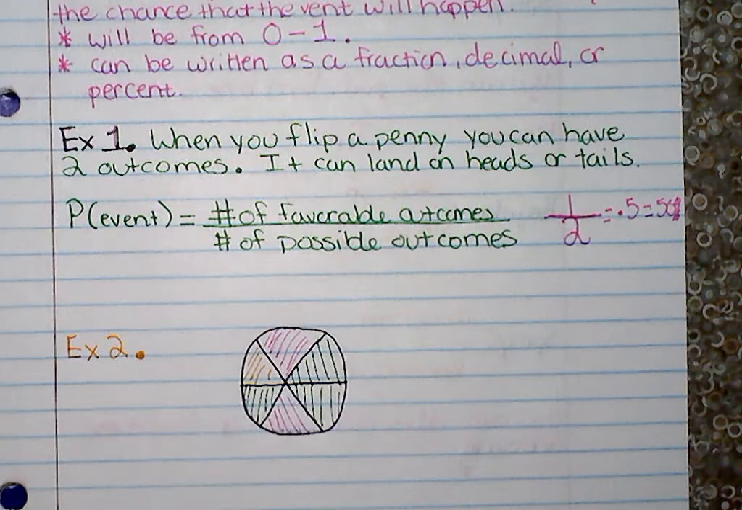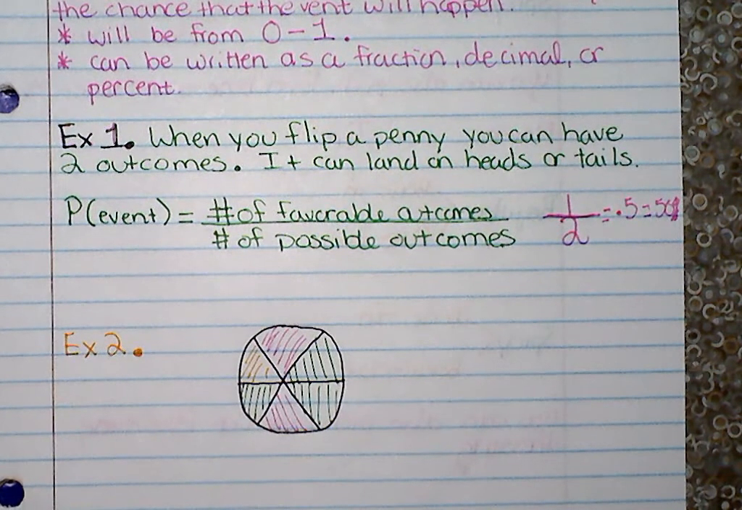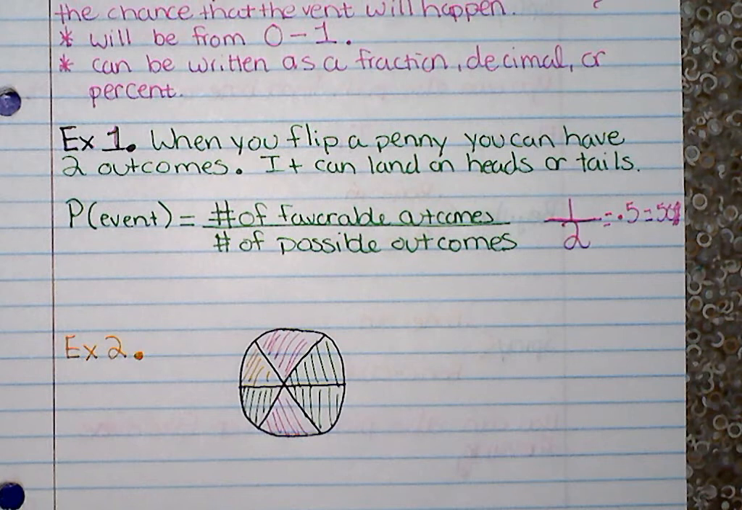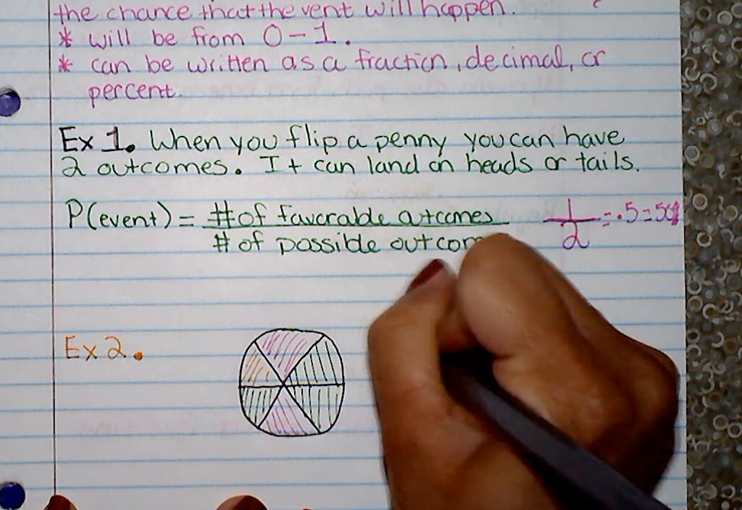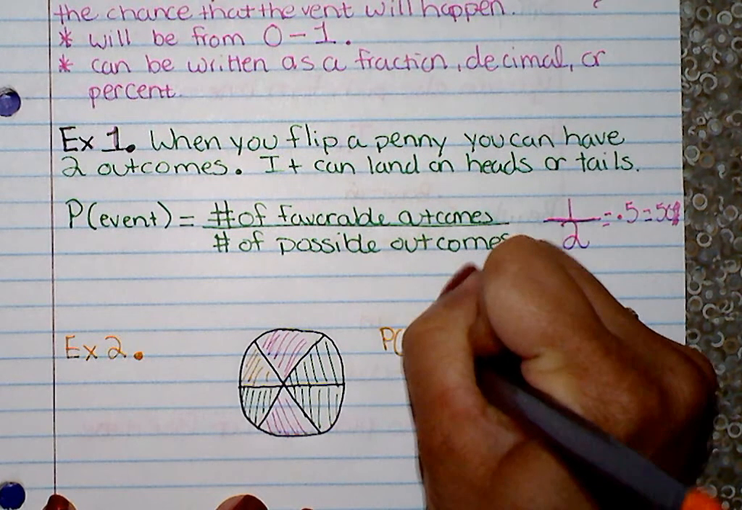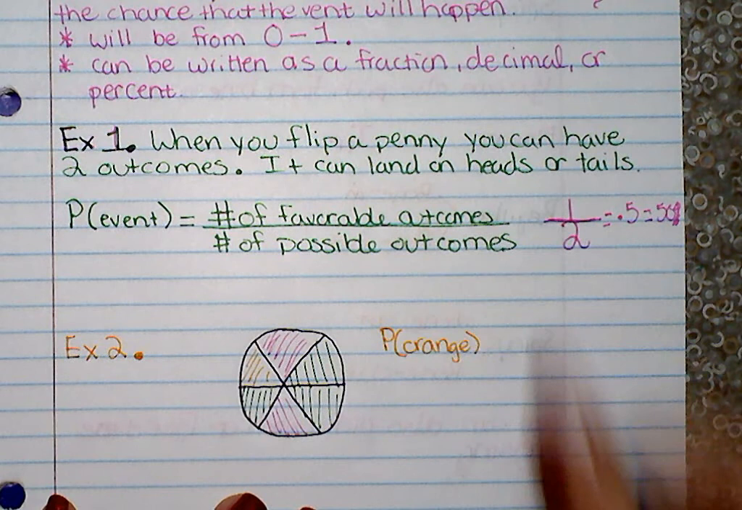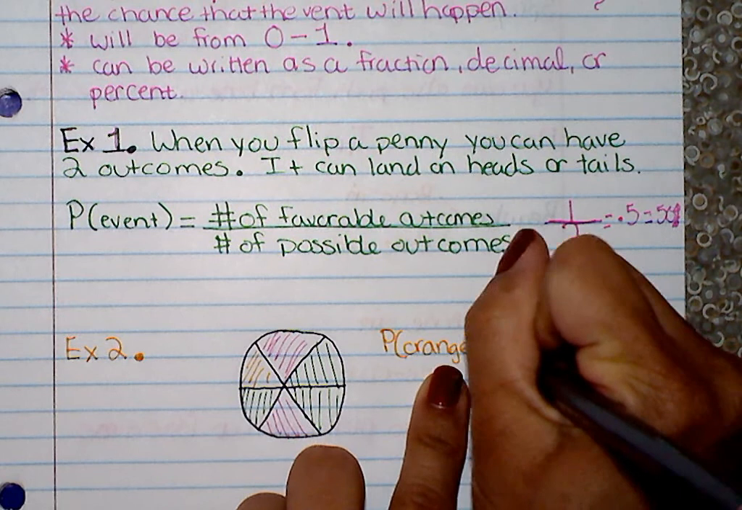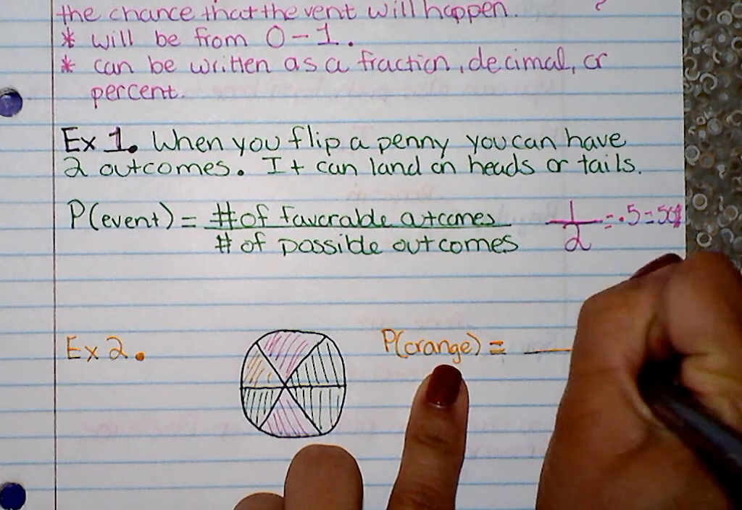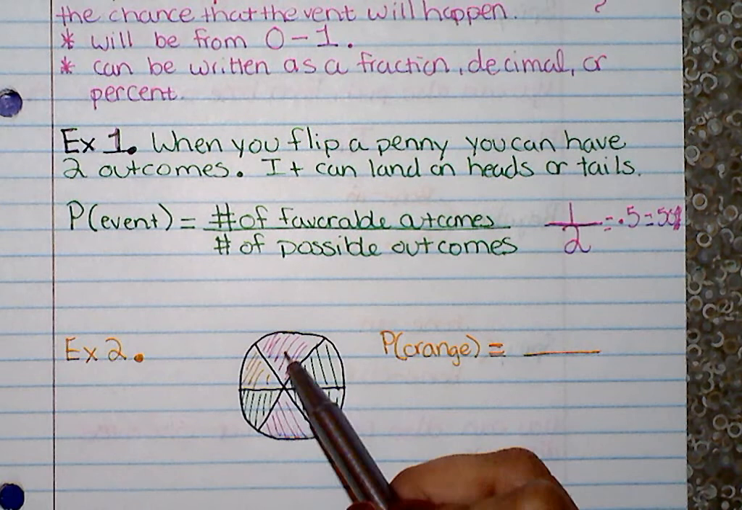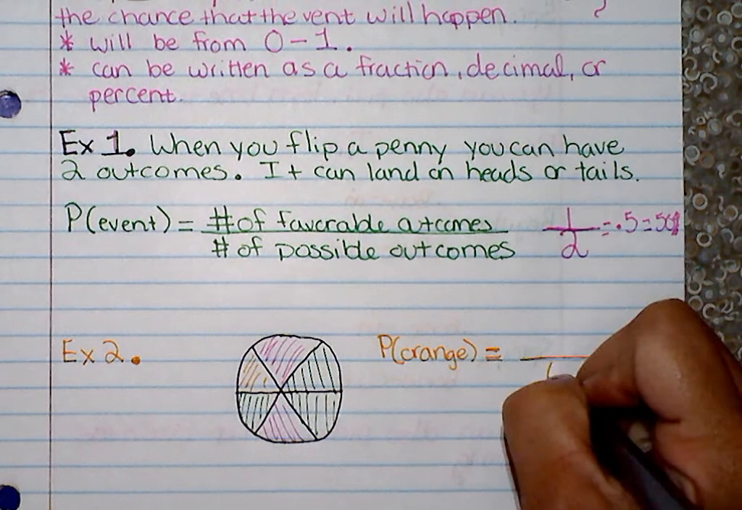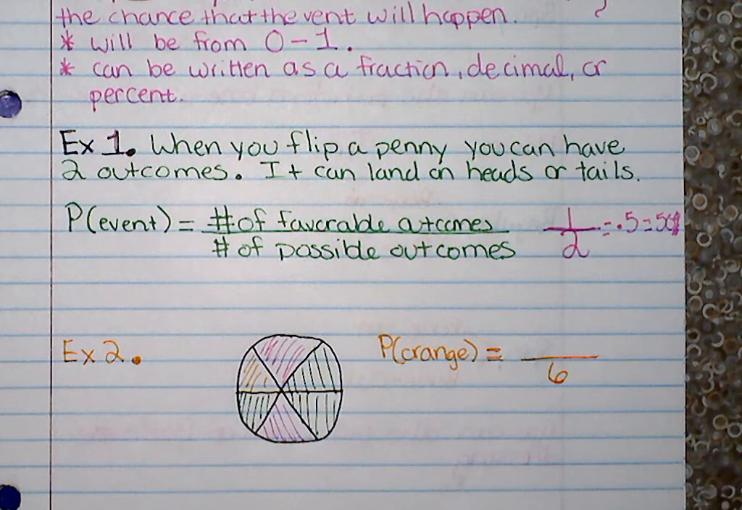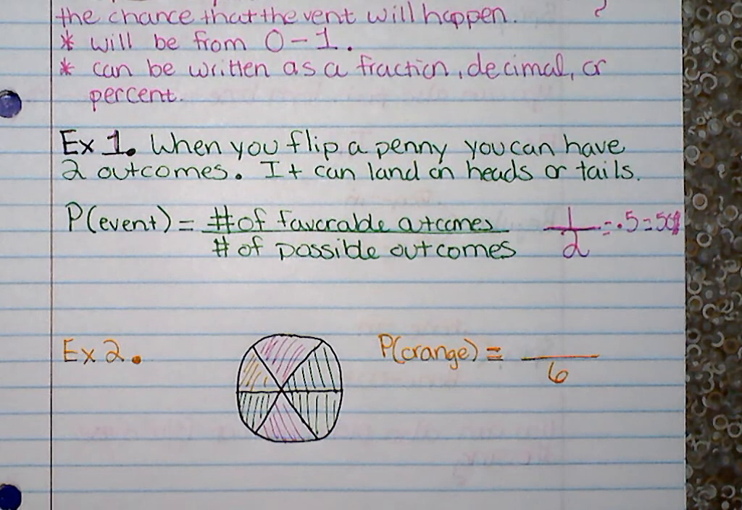Let's look at our second example. So we've got a little wheel here. Let's look at a couple different ones. Let's look at the probability of spinning on an orange. Remember, this is a probability of the event. The event we're talking about is landing on orange. We're going to list our total outcomes. How many sections do we have? 1, 2, 3, 4, 5, 6. 6 possible outcomes. What are the odds of me landing on orange? Or what is my favorable outcome? 1.